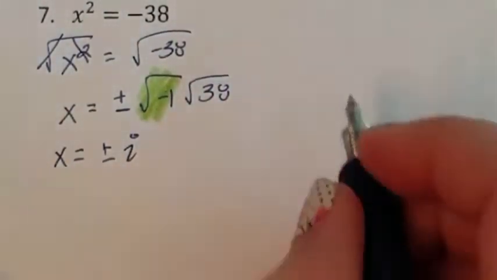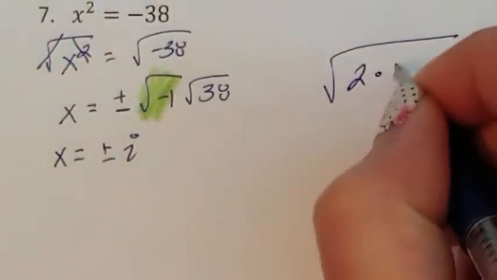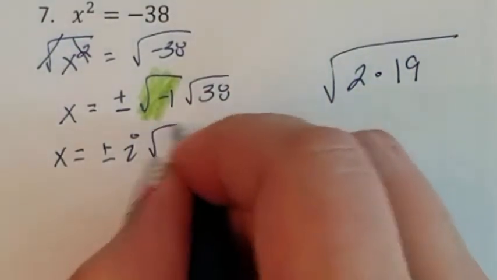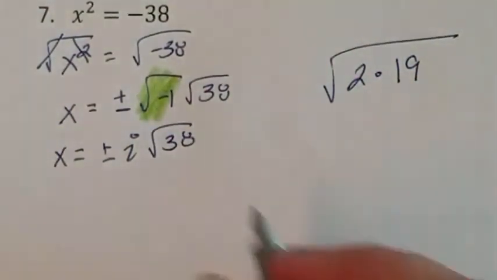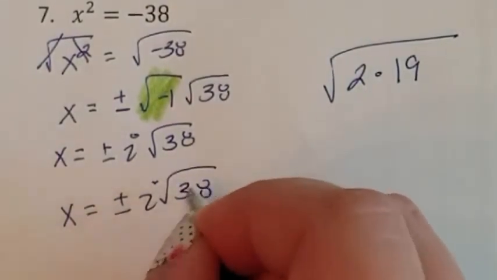I need to prime factorize the 38. The prime factorization of 38 is 2 times 19. 19 is prime. 2 can't pair with anybody, so it's just the square root of 38. So my answer is plus or minus i root 38.